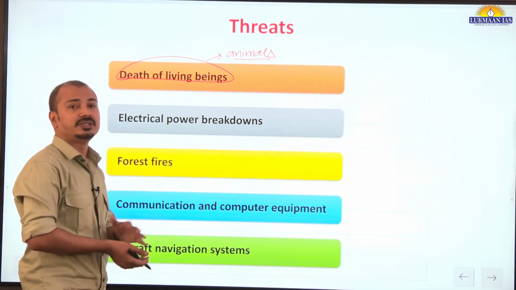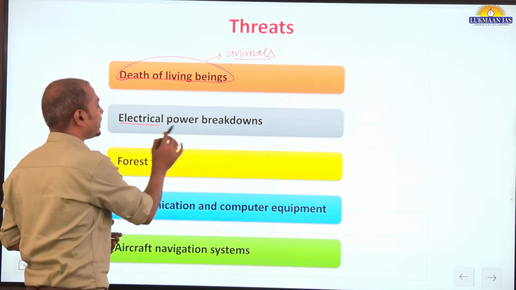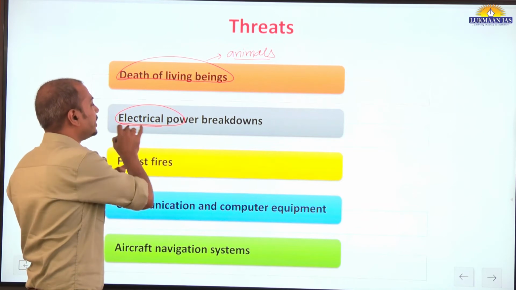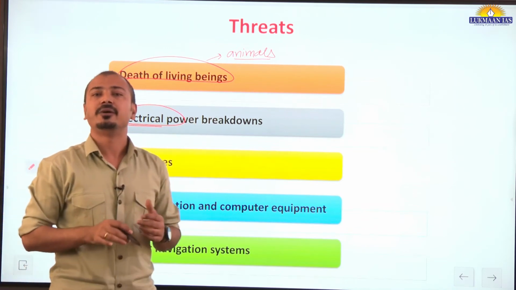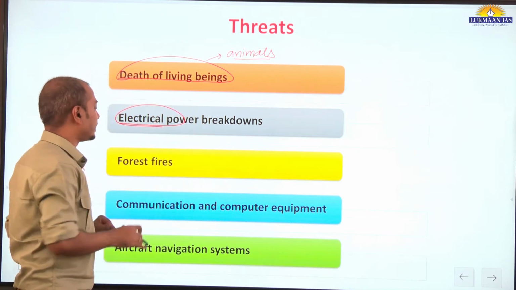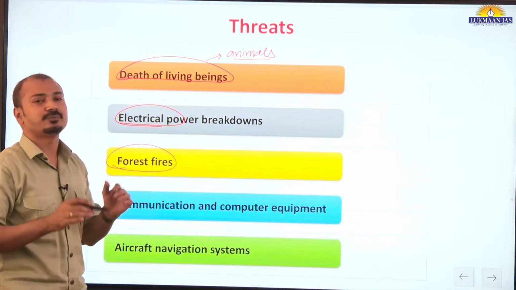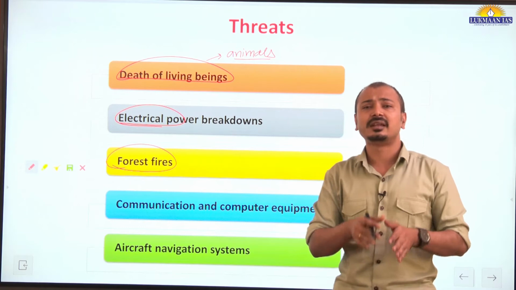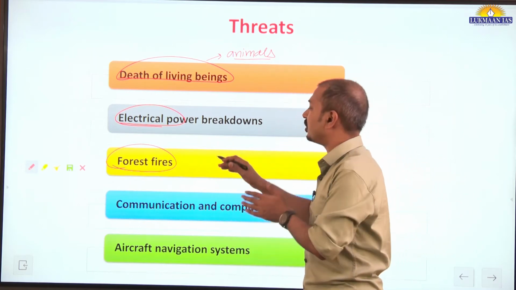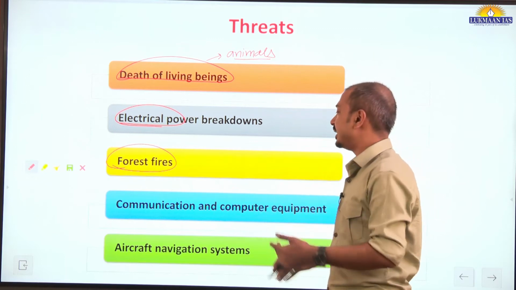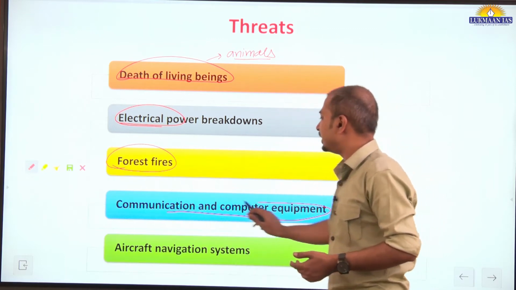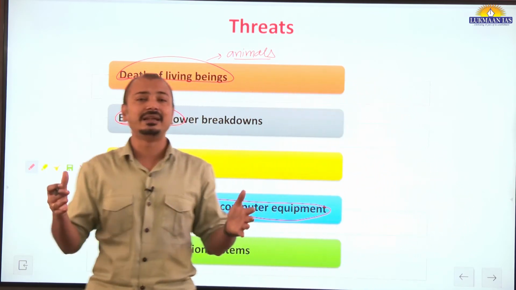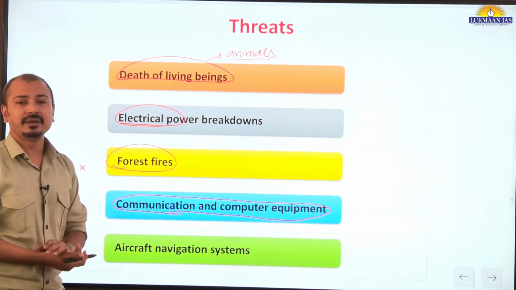At the same time, when this huge amount of current flows through electrical equipment, there can be failure of the equipment, or electrical power breakdowns and line breakdowns may also happen. This is the second most important. Then in vast forest areas, if lightning strikes and there are vast dry leaves available for burning, there can be forest fire because of lightning. At the same time, communication and computer equipment may get damaged, because a severe amount of charge enters into these equipments.